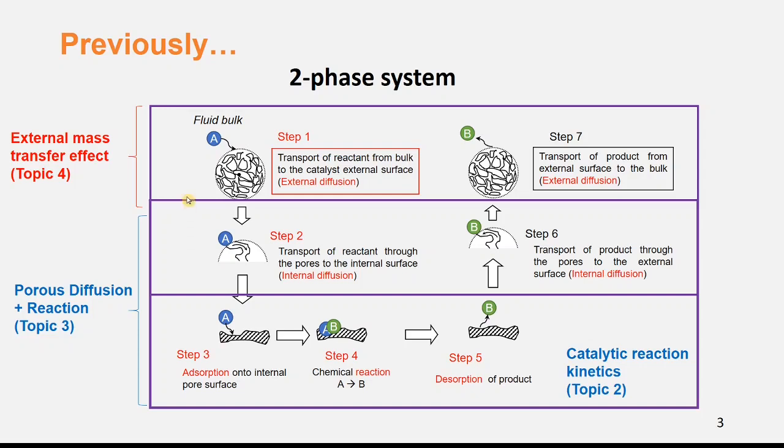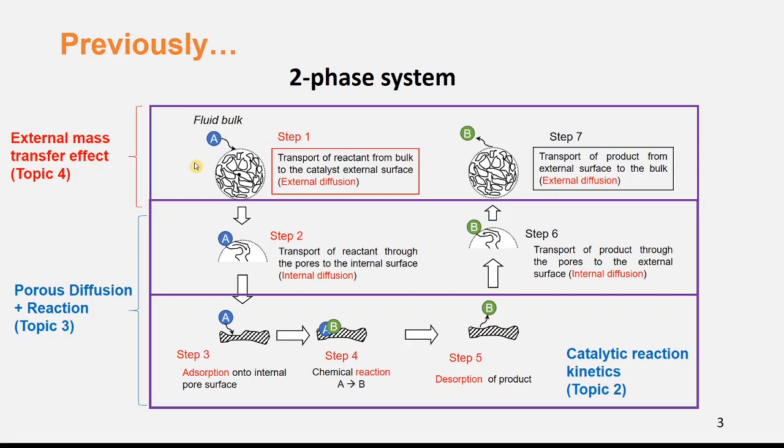In topic 4, we looked at the external mass transfer effect, which is the rate at which reactants can move from the bulk phase to the pellet surface, and the rate that products move from the surface of the catalyst into the bulk phase. We analyzed all of the 3 steps together, external diffusion, internal diffusion, and surface reaction, in order to define an overall effectiveness factor.